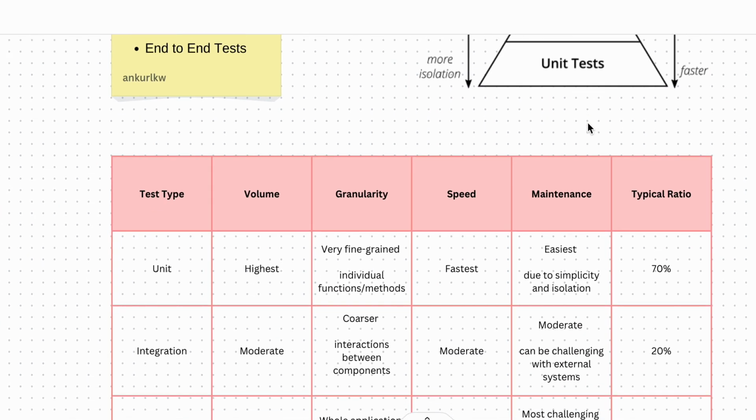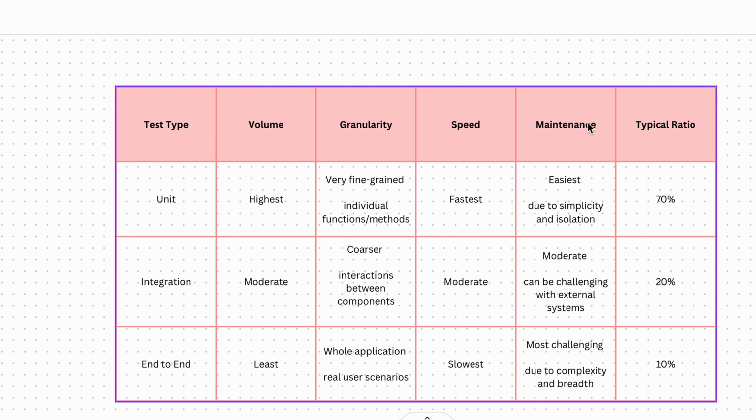So let me show you the difference between the three based on certain parameters. Now, if you talk about unit tests, the volume should be highest. This is the general guideline. That is, the number of tests should be the highest. Now, granularity wise, these are very fine grained, like you're talking about individual functions or methods that you are writing unit tests for. Speed wise, it's fastest, maintenance easiest because it's pretty simple and it's isolated. And typically, out of all your tests, about 70% should be unit tests.